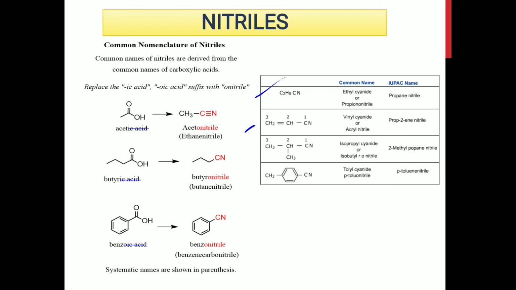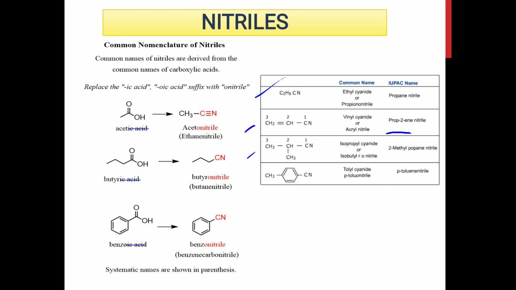Then the second one, here we have 3 carbons, but at the second position we also have a double bond. Okay, so in the IUPAC name we name it prop-2-enenitrile, with prop-2-ene for the double bond, which is at the second position. And in the common name we name it as vinyl cyanide or acrylonitrile.